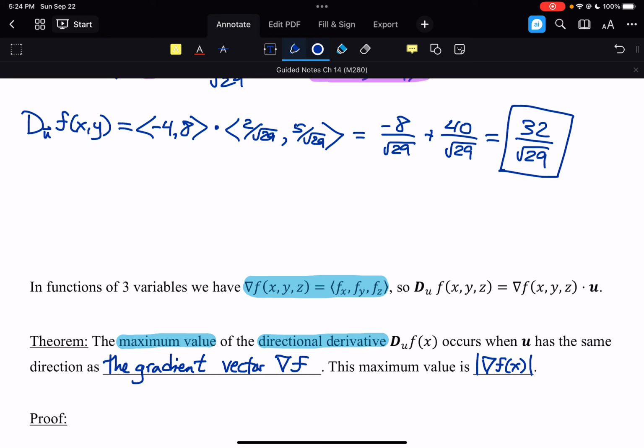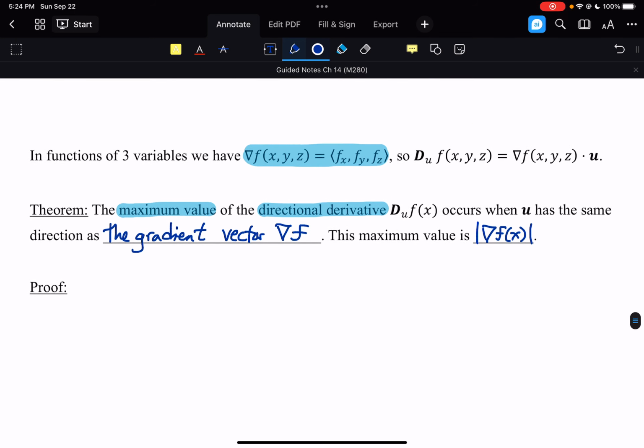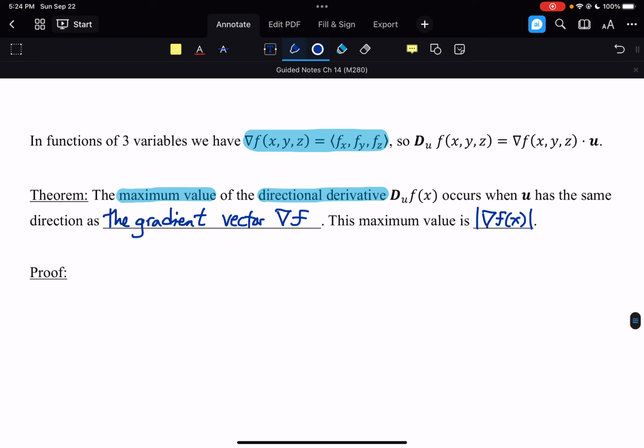So again, if our gradient and our directional vector are pointed the same way, that will maximize our slope, our derivative value, and that maximum derivative is whatever the length of the gradient is. So we can actually prove this. It's kind of a nice, simple, concise proof for us. If we take a look at the directional derivative of f, that's going to be grad f dotted with u.